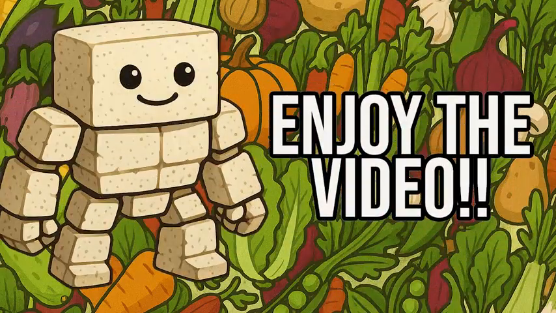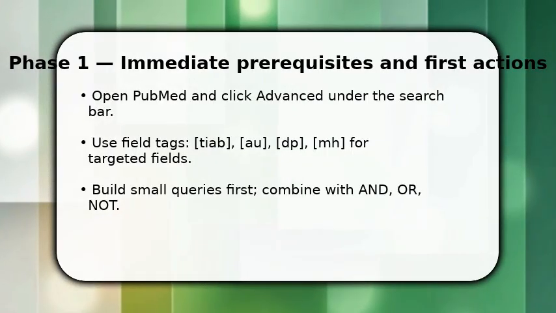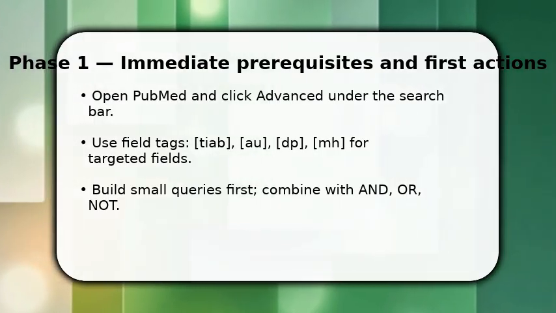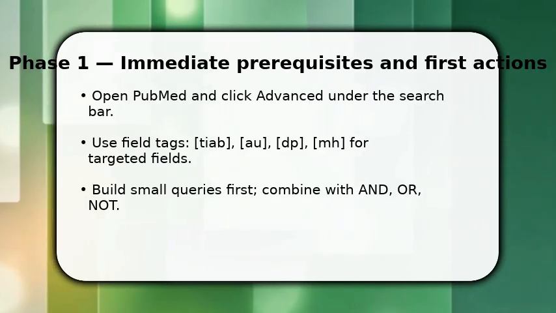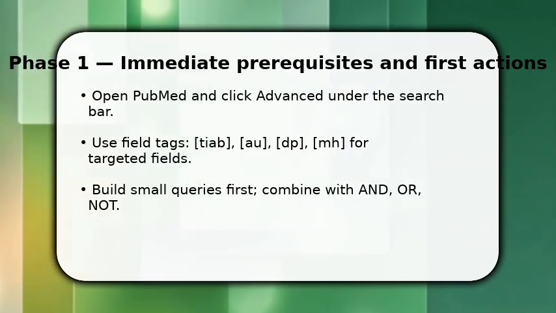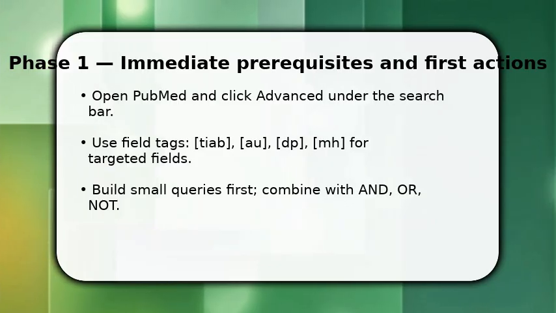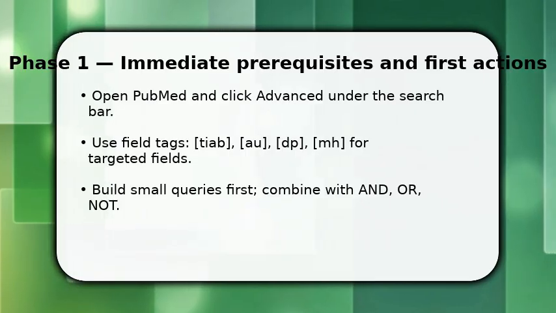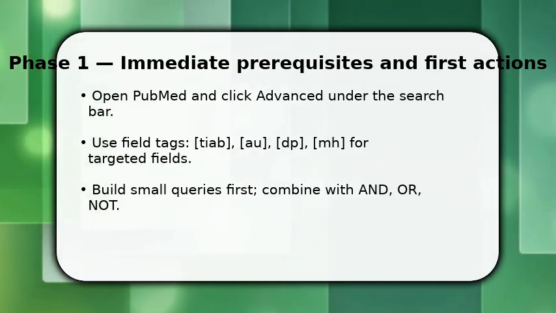Please enjoy the video. You begin by opening PubMed and selecting Advanced. This puts you in control immediately. Enter a focus term with a field tag, for example, pain[tiab] to limit to title/abstract. This reduces noise. Then add an author or date field, because specificity saves time and yields relevant hits.